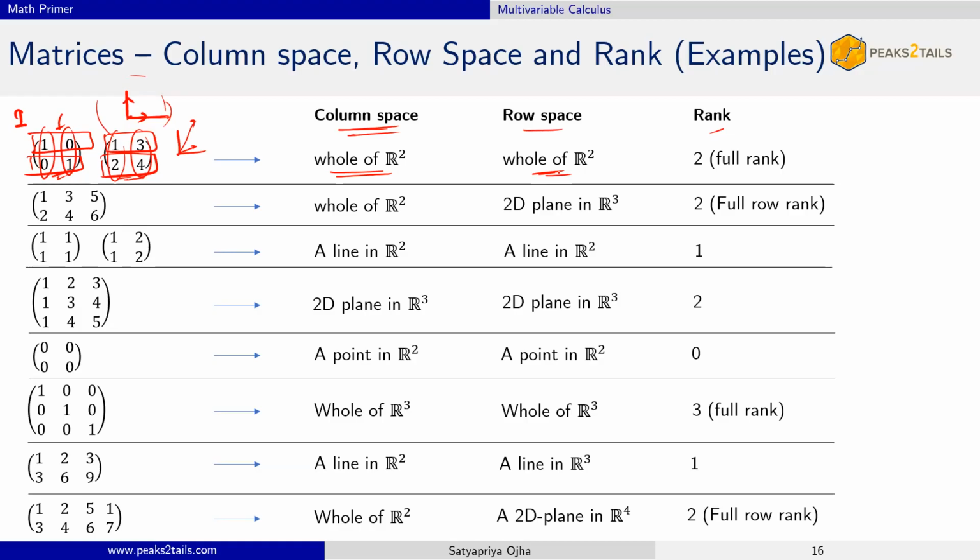The rank of this matrix would be 2. Why 2? Because there are two linearly independent vectors. So the rank is 2, and it is called full rank because the size was 2 by 2, and I could achieve the highest rank possible. So it is full rank. Is it clear? The first one? Any doubts?